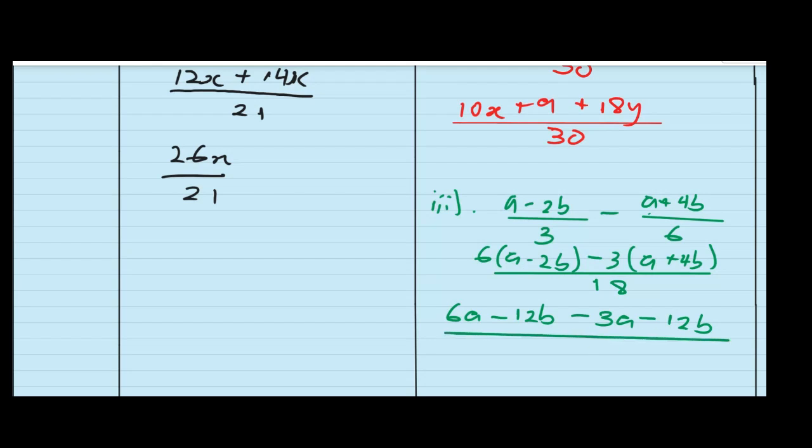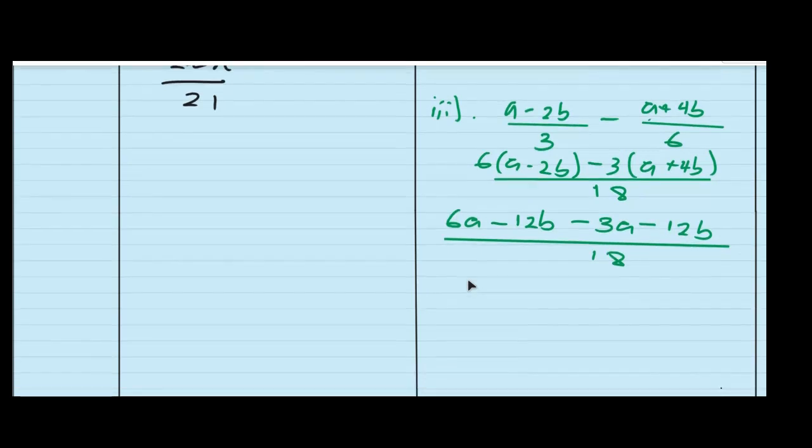So that is all over 18. Let's continue from here. We can group like terms or we can collect like terms here. 6A and negative 3A, they are like terms, and then the other guys are also like terms. So let's collect like terms. So that's going to give us 6A minus 3A.